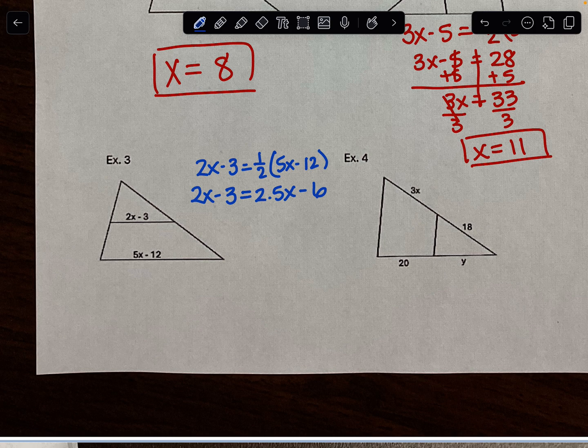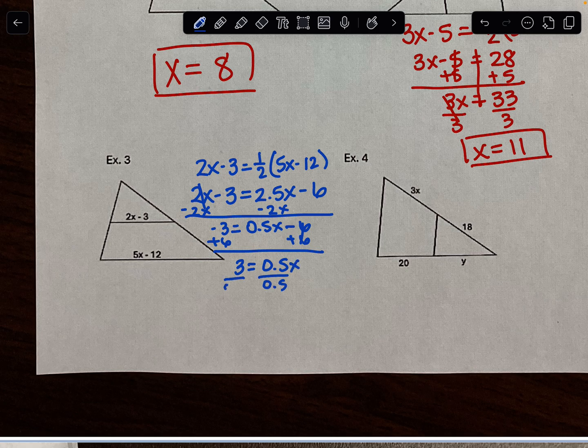Minus 2x. Sure. So that would give you negative 3 equals 0.5x minus 6. So we get 3 equals 0.5x. Last step. Divide by 0.5. We get x is equal to 6. Okay?